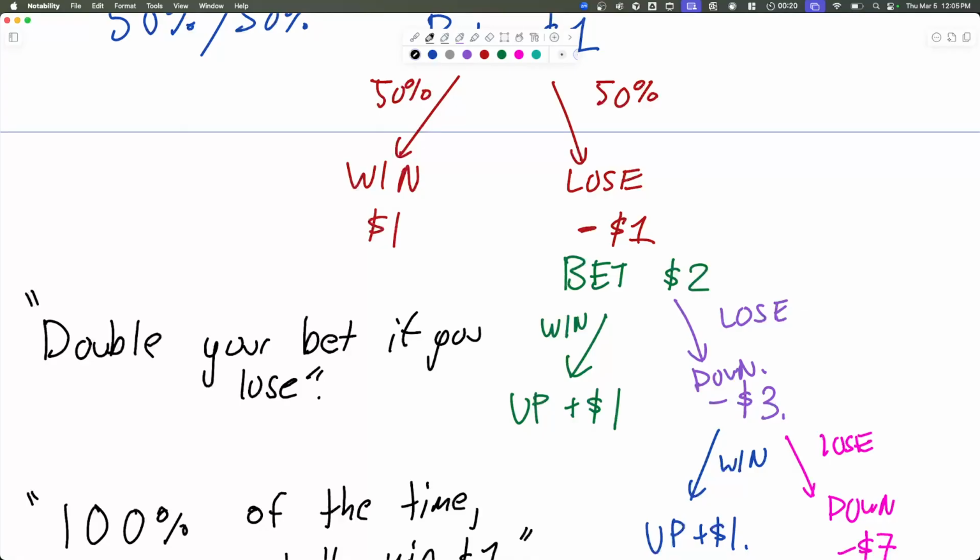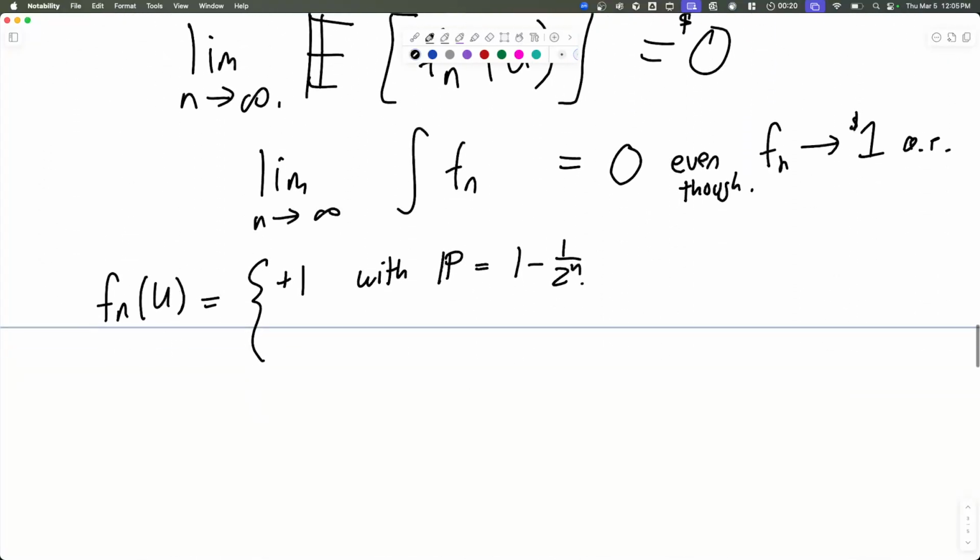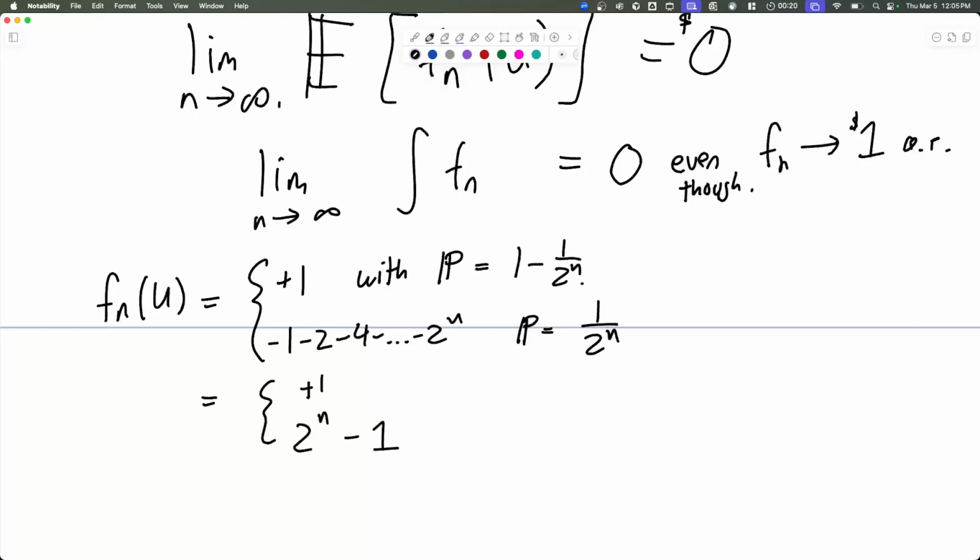Okay, so the bad kind of event here is you lose n in a row. Unless you lose n in a row, you're up $1. And so you're supposed to be plus 1 with probability 1 minus 1 over 2 to the n. And otherwise, you are at negative 1 minus 2 minus 4 minus ... minus 2 to the n, and this happens with probability 1 over 2 to the n. You can do this sum. The sum is 2 to the n minus 1. Oh, I think I'm off, but let's check here. I think this should be a minus 1, and then this is correct. Okay.